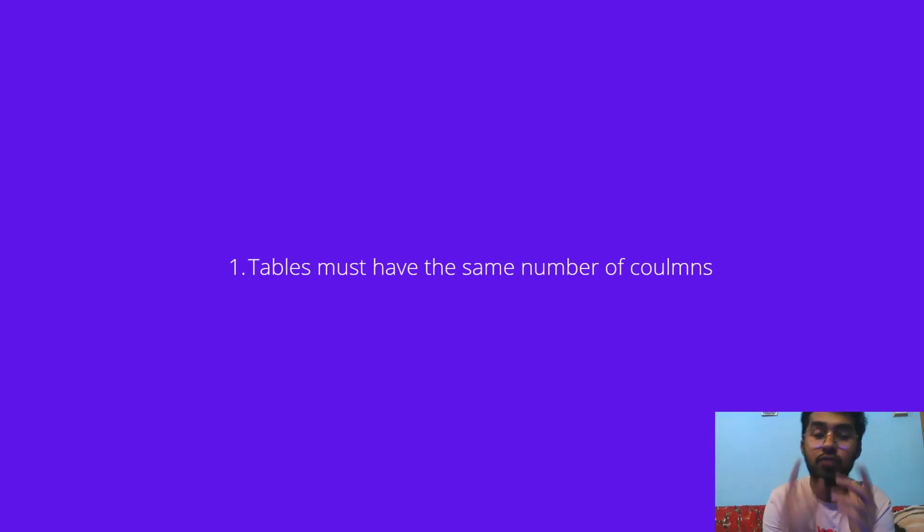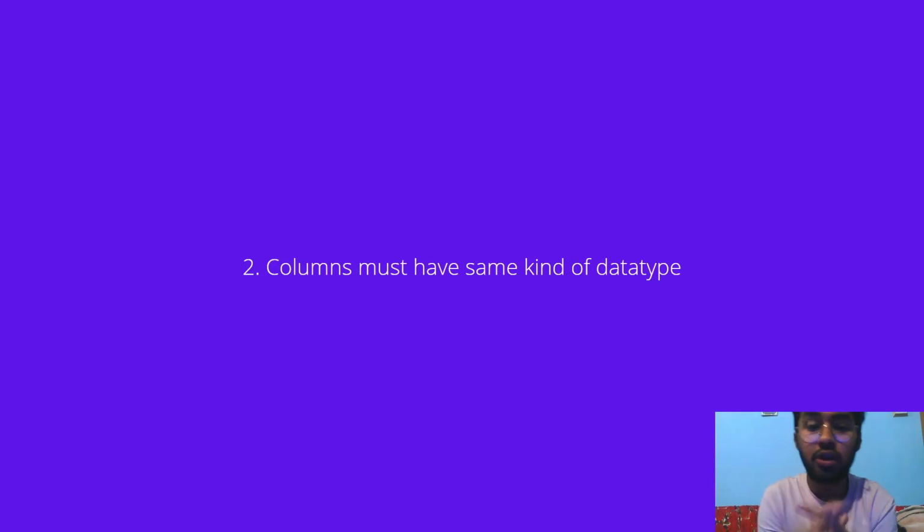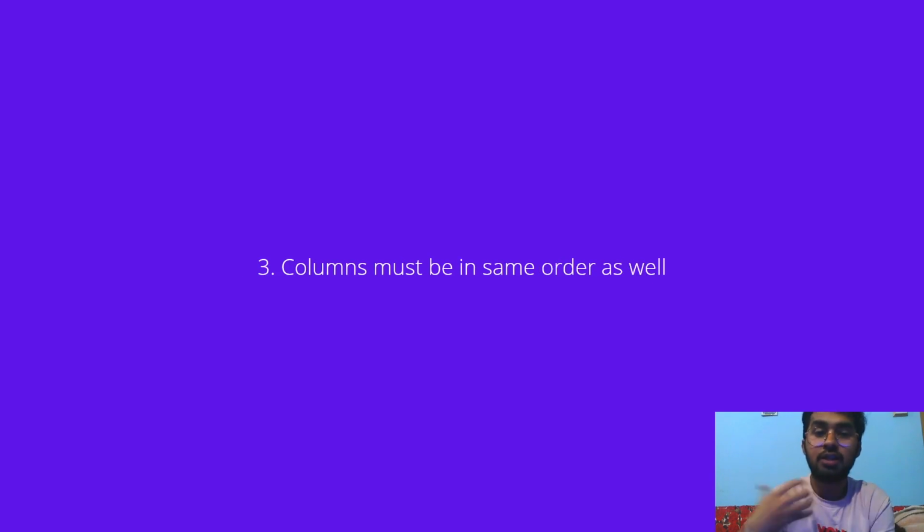The first condition for the union operator to work is that the tables must have the same number of columns. The second point is that the columns must have the same kind of data types as well. So if we have two columns on both sides, both of these columns must have the same kind of data type. And the third point is that the columns must be in the same order as well.